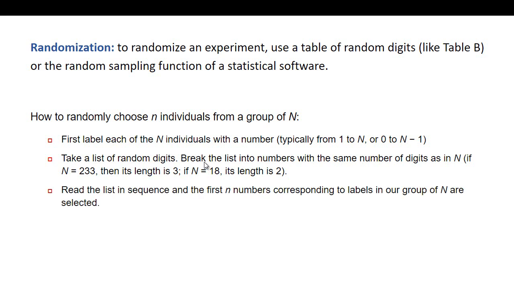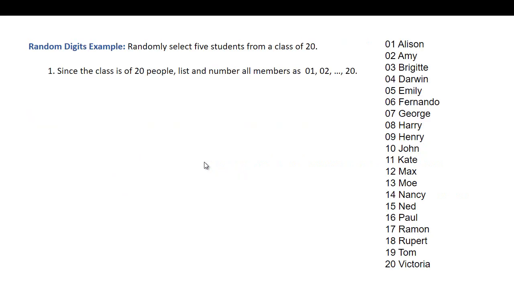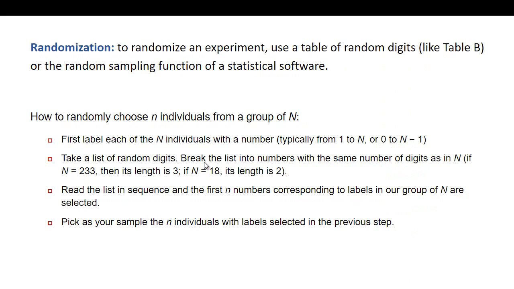So then you read the list in sequence, and the first n numbers corresponding to labels in our group of n are selected. Pick as your sample the n individuals with labels selected in the previous step. So let me explain this with an example.